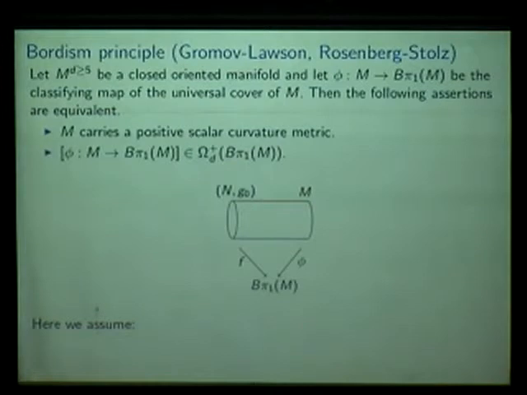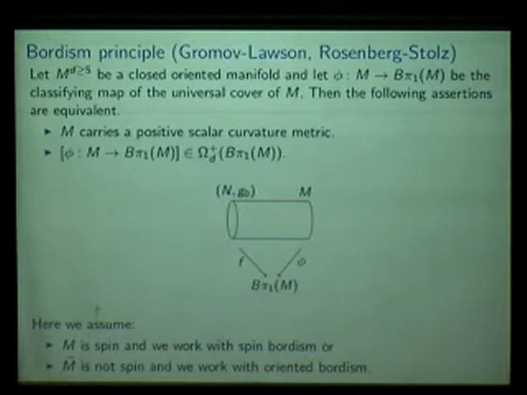And just to complete the statement, I have to remark that in the spin case we work with spin Bordism. If M is a spin manifold but the universal cover of M is not spin, we take oriented Bordism. So I do not want to say too much about the proof of this statement, because I think it has been explained in many talks, in many places in the literature.